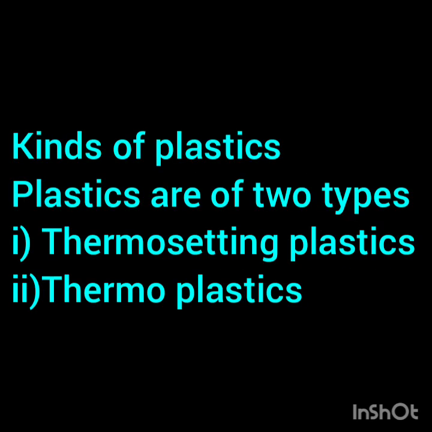These materials are either directly polymerized or first converted into suitable monomers chemically and then polymerized to form plastics. What are the different kinds of plastics? Plastics are of two types: thermosetting plastics and thermoplastics. Next, you are going to watch one more video about plastics.